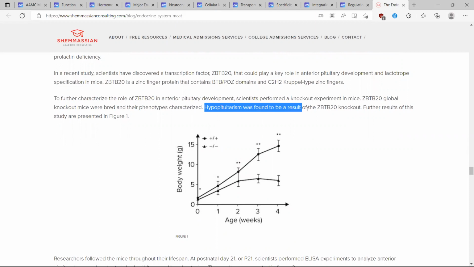Hypopituitarism was found to be a result of the knockout. So their theory was correct, right? Their hypothesis was correct. This ZBT does have a key role in anterior pituitary development. How do we know that? Because when we knocked it out, we saw hypopituitarism. So hypo meaning less pituitary activity as a result of the knockout, right?